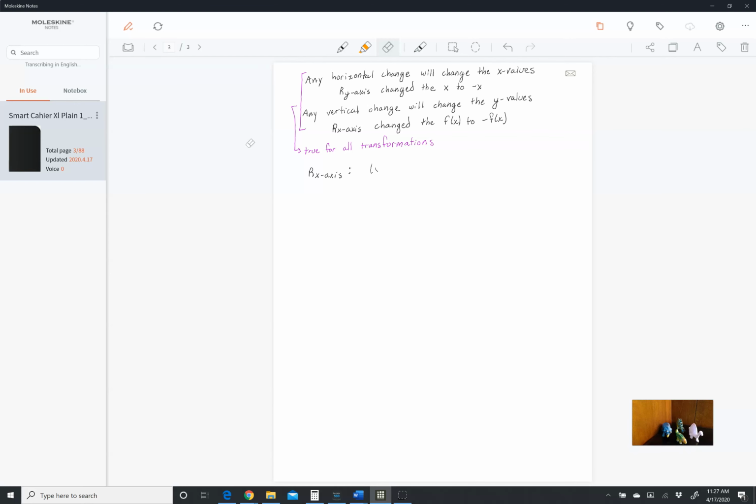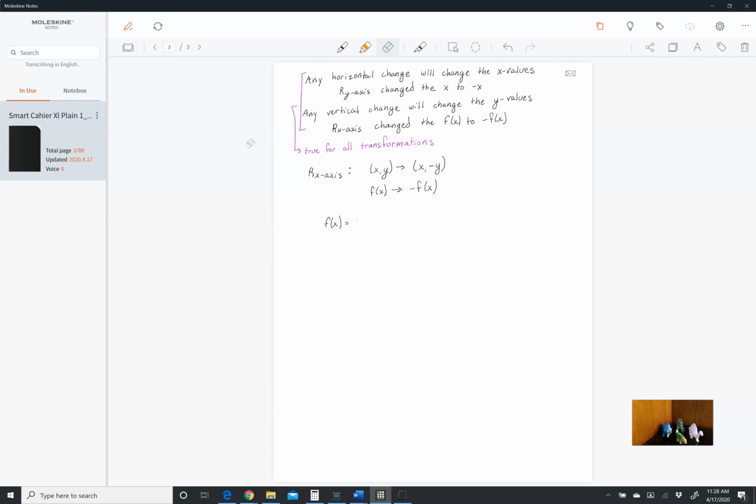So we know that our x comma y is now x comma negative y. And what that means with respect to f of x is that our whole y value becomes negative. Our whole function becomes negative. So I'm going to list the exact same functions that we had before, and we'll see how they look different when they're reflected in the x-axis instead of in the y-axis.